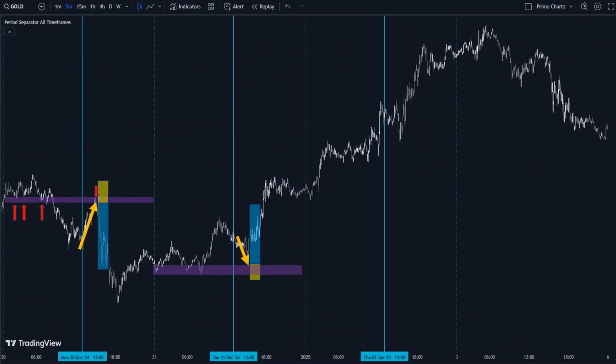Now, let's jump ahead to Thursday, January the 2nd, 2025. The vertical line is drawn at 1 p.m., and once again, let's analyze what the market is telling us. From here, it's clear that price was bearish starting at 1 p.m. Now, if you've been following along, you know what that means. It's time to look for buying opportunities.